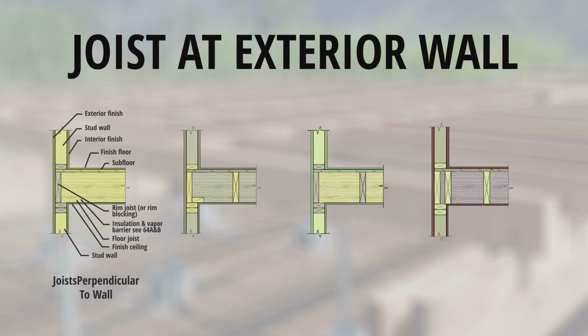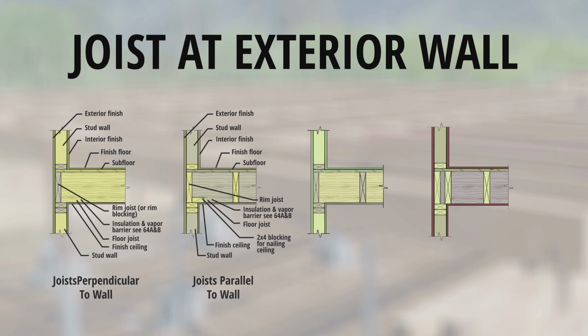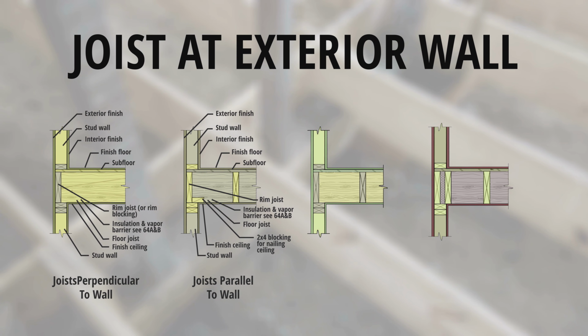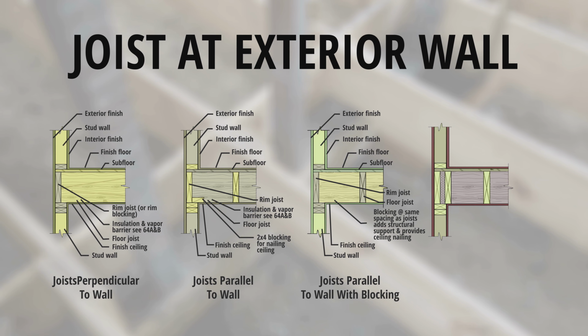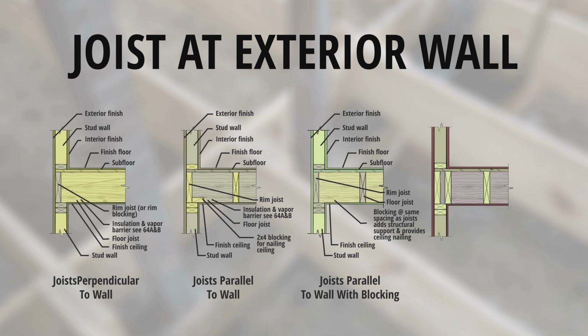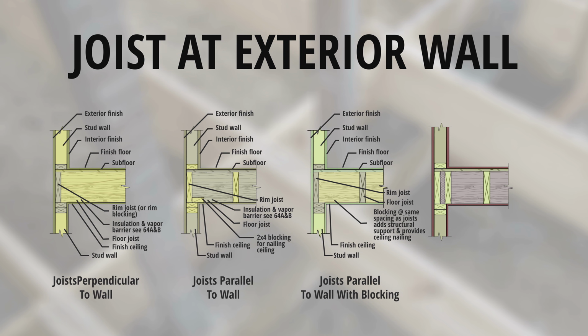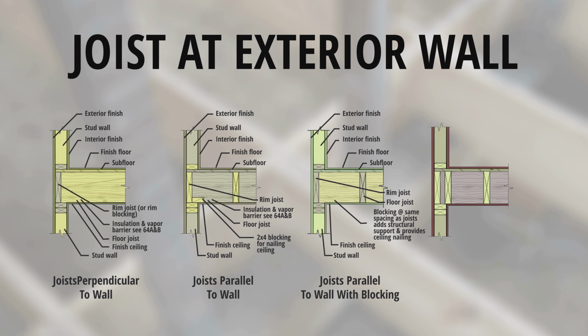B: Joist parallel to wall. Exterior finish. Stud wall. Interior finish, finished floor, subfloor, rim joist, insulation and vapor barrier, floor joist, 2x4 blocking for nailing ceiling, finished ceiling, stud wall. C: Joist parallel to wall with blocking. Exterior finish, stud wall, interior finish, finished floor, subfloor, rim joists, floor joists. Blocking at the same spacing as joists adds structural support and provides ceiling nailing. Finished ceiling, stud wall.